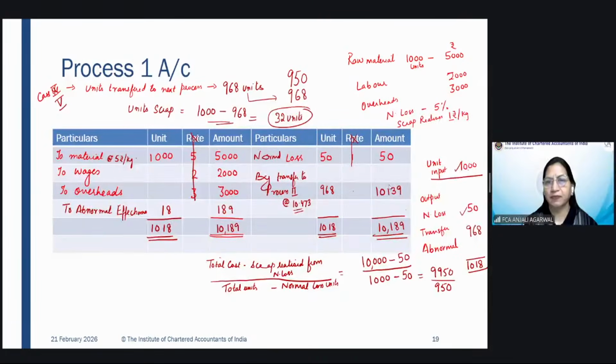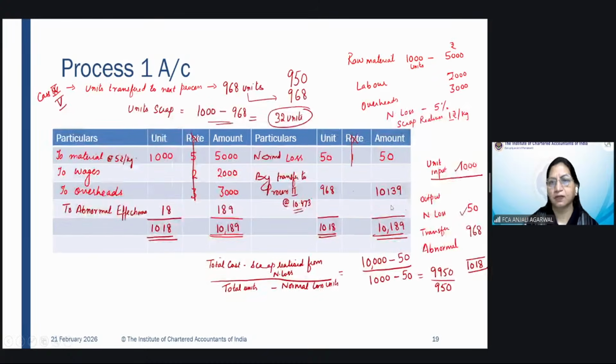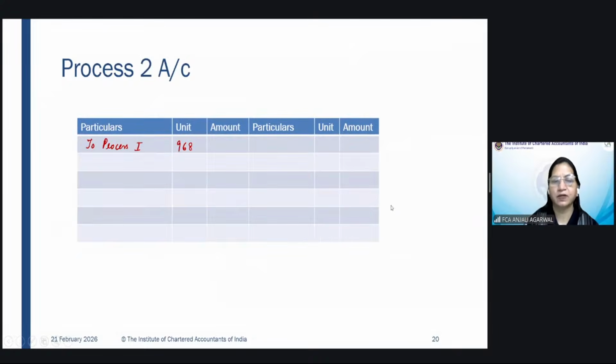Right? All right. I tried to give you all the concepts. One more small thing. Let's do the process 2 account. So how does the process 2 account begin? It will begin like this. To process 1, 968 units, 10139.